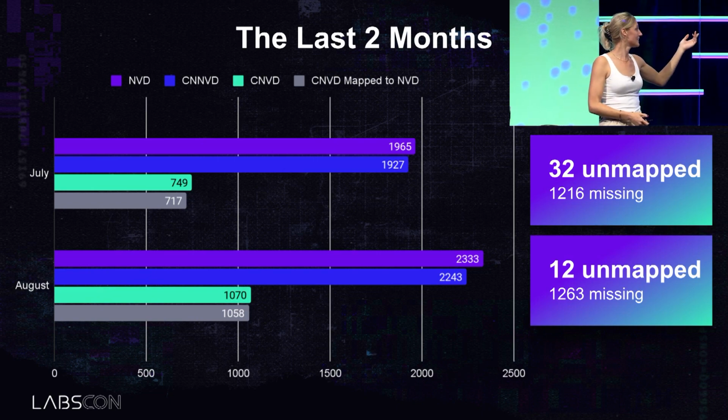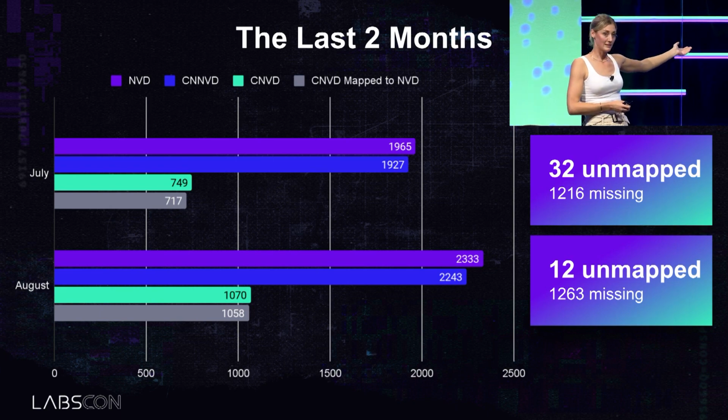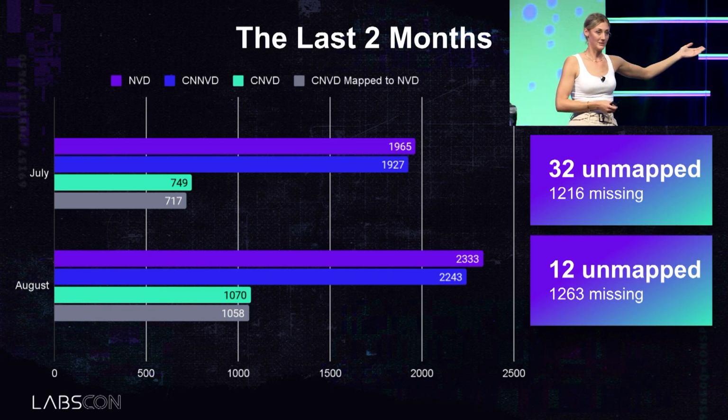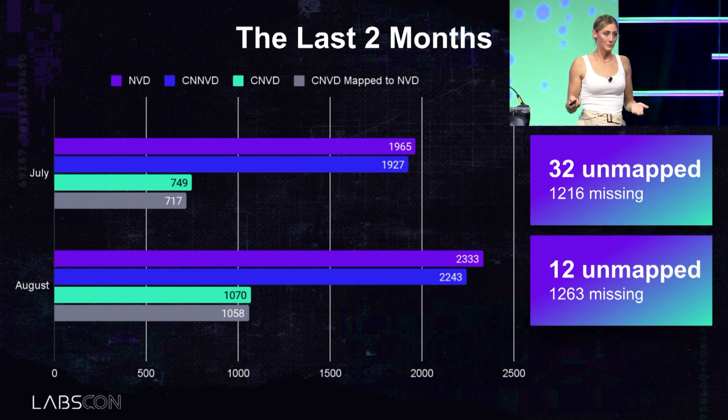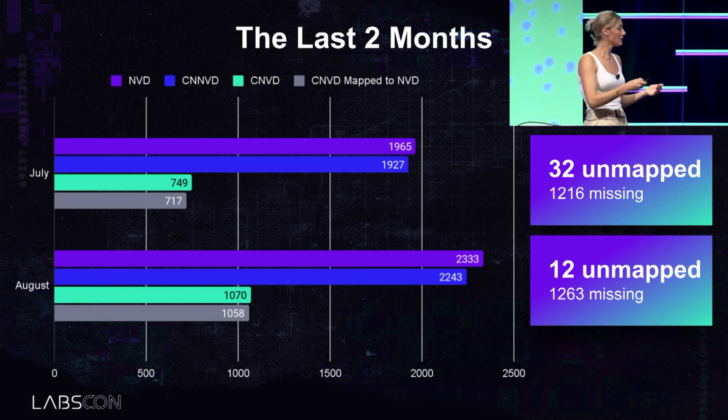And again, in August, 23, 33, whereas CNNVD only reported 1,070, and 12 of them didn't have CVEs. So it leaves you with 2 problems. You know what you're missing, but you also don't know what you don't know, but at least you have a starting point of where to look.